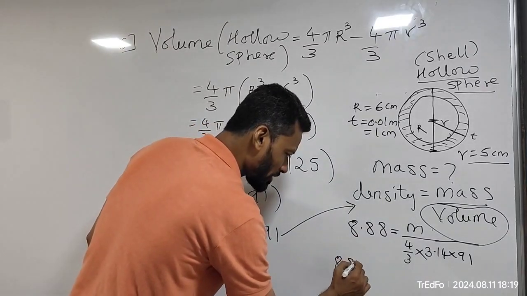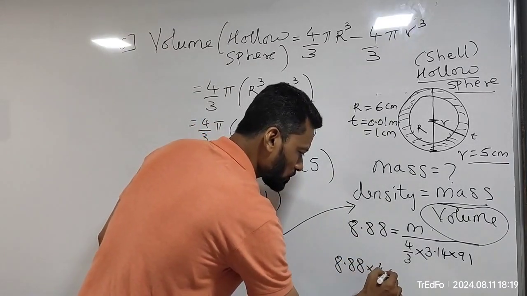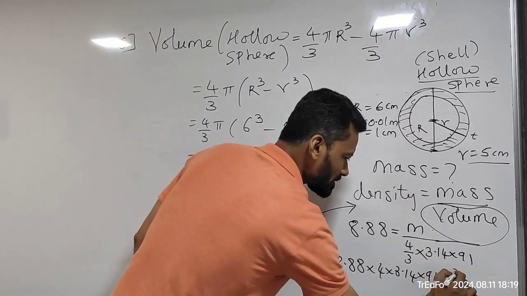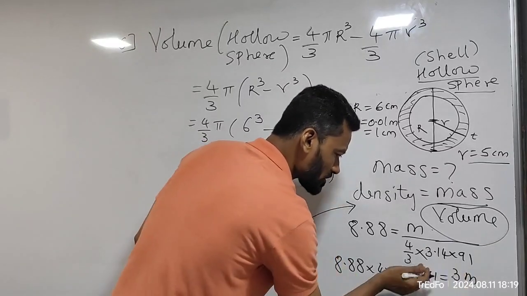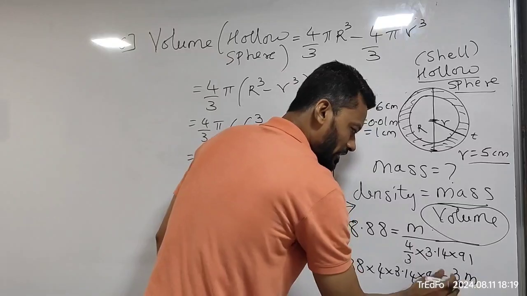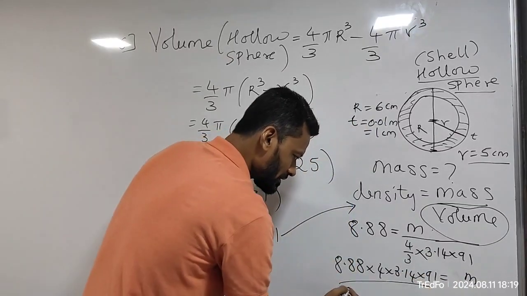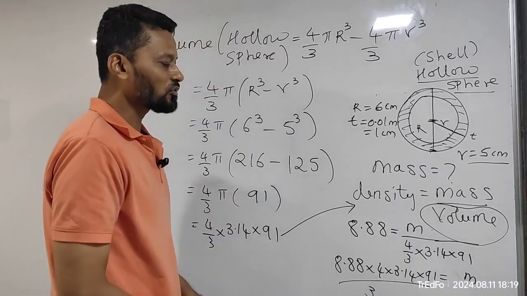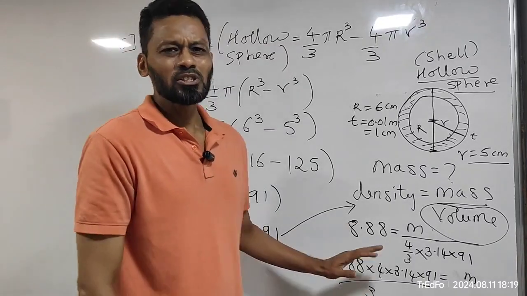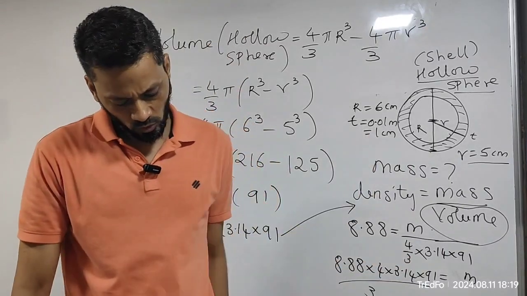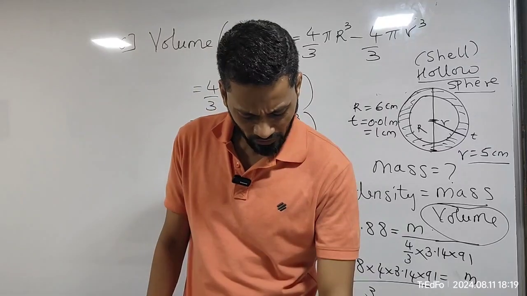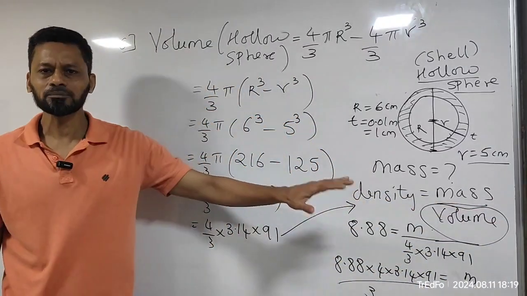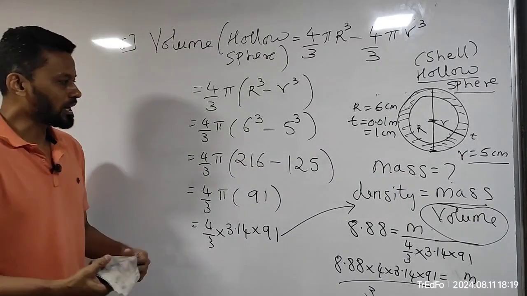So it's 8.88 into 4 into 3.14 into 91 is equal to 3m, because the divide goes up. Here it's multiplication, it will move from here and come down. You have to divide this and get the value of m, which is the mass. Calculation may be a bit lengthy, but you have to work on it. Find the outer surface area and the mass. We did the difficult part. We found out the mass.